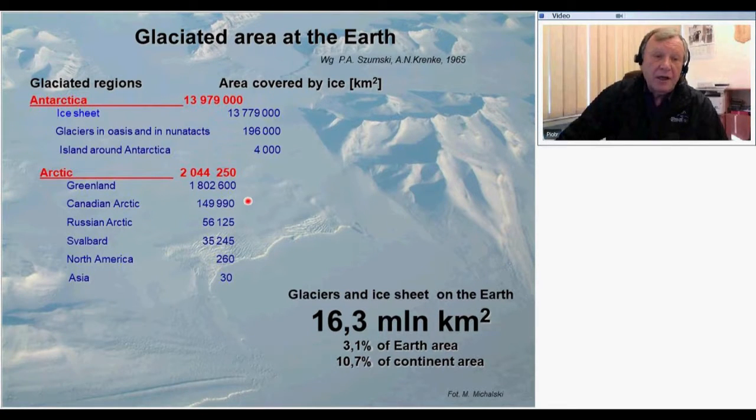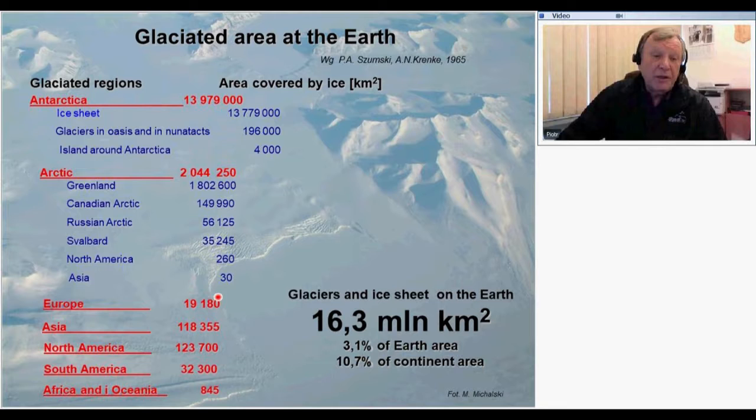In the Canadian Arctic we have only 150,000. In the Russian Arctic it is a much lower part. Only 56,000 on Svalbard. Another place, Spitsbergen partly, is 35,000 square kilometers. For the other places, all the glaciers in Europe, in the mountains, are not so much. It's only 19,000 kilometers. Then Asia, North America, South America, Africa and Oceania.